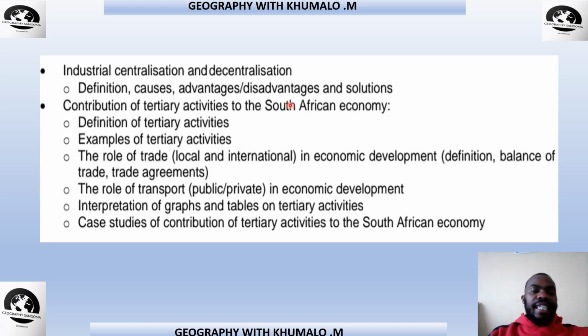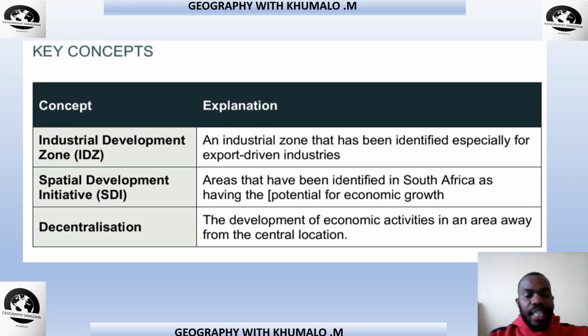Now, let's look at the continuation of this exam guideline. It also says that we must understand the concepts of industrial centralization and industrial decentralization. Be able to define those two terms. The causes of industrial decentralization, the advantages and the disadvantages, and the solutions. Then you will look at the contribution of the tertiary sector. That will be in another lesson where you look at the tertiary sector. All these things that are given there are in other lessons that I'm going to post afterwards. Now, let's start this lesson.